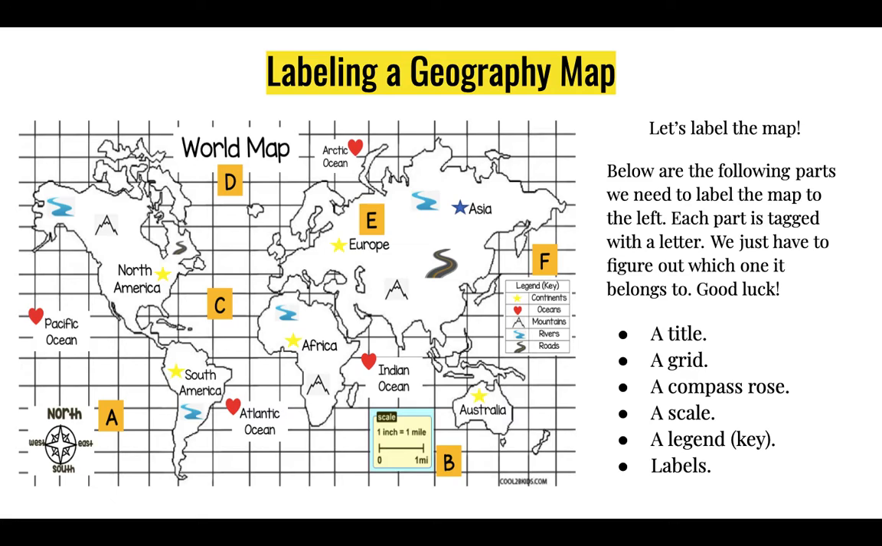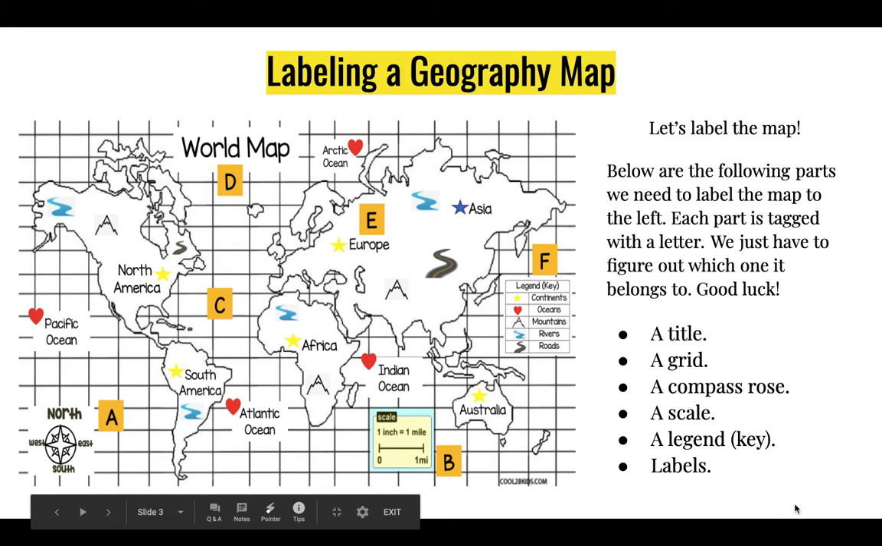For example, I will give you the first answer. A title is what the map is called. So normally the title is at the very top of the map. So if I go to the very top of the map, I have this right here and it says World Map. That is the letter D. So beside title, you will write the letter D on your notebook paper. Then you have to finish the rest of these with all the corresponding letters to each part of the map.